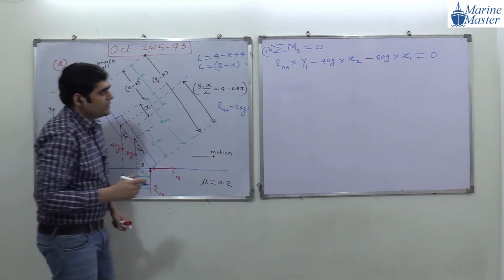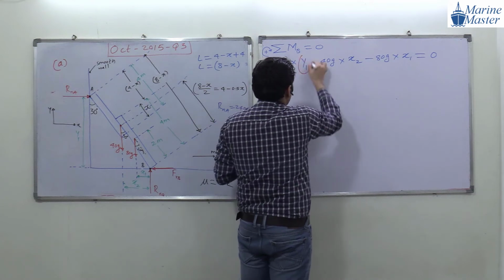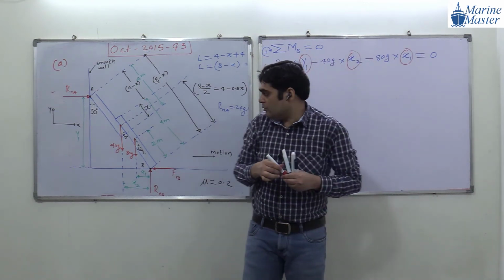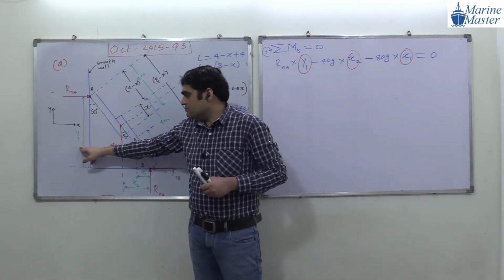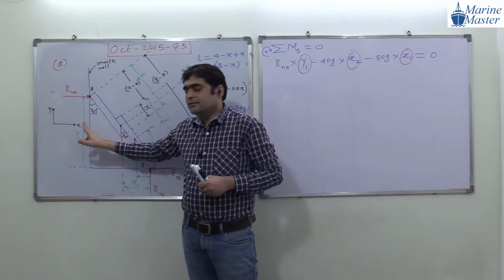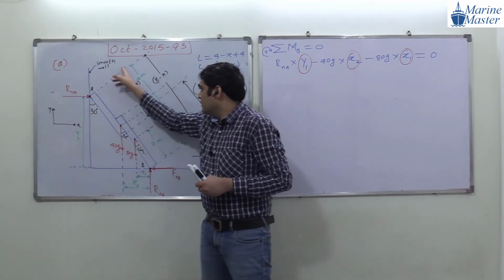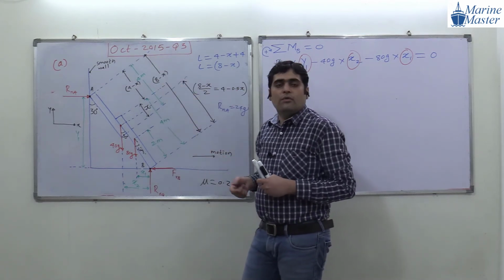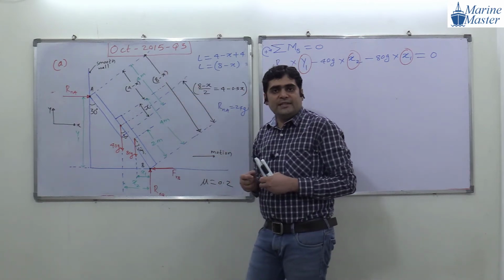So how much is RNA? Before that, we have to find out these three: y1, x2 and x1. And how do we find them? See, this is 30 degrees. This y1 is adjacent to 30, and what is the hypotenuse? 8 minus 6. What is the relation between adjacent and hypotenuse?